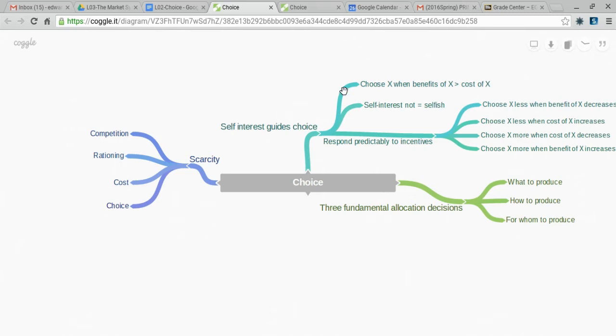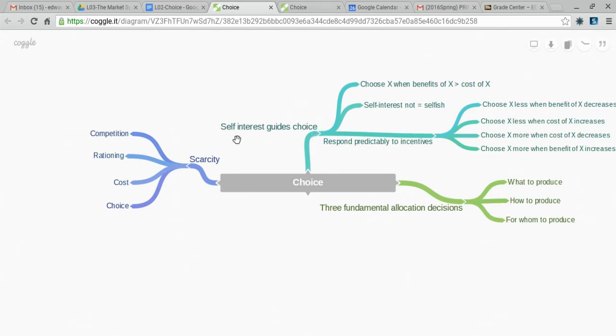Self-interest is not the same as selfish. Some people do immense acts of altruism and charity, giving away immense amounts of money. Economists, though, would argue that when people give away their money, they're doing so because the benefit they receive from giving away their money exceeds the cost of giving away the money.